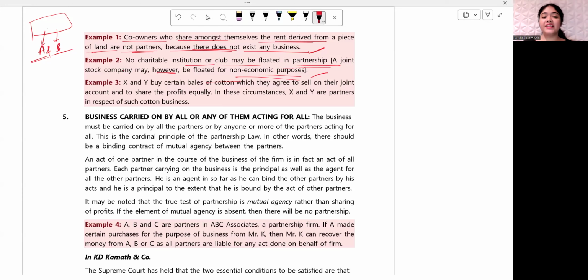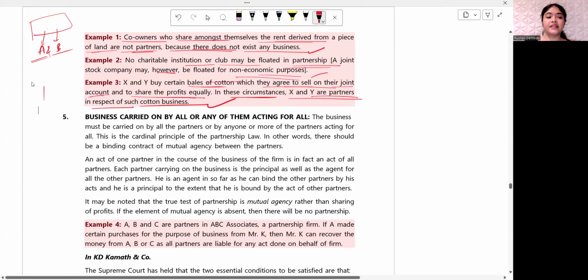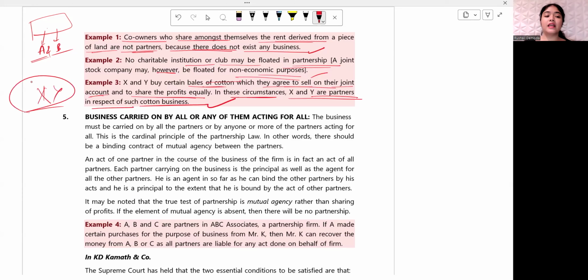X and Y buy certain bales of cotton which they agree to sell on their joint account and to share the profits equally. In these circumstances, X and Y are partners in respect of such cotton business. X and Y enter into a cotton business. They said that we'll be acquiring these bales of cotton and we will be selling them together. So now these two will be acting as the partners for your cotton business.